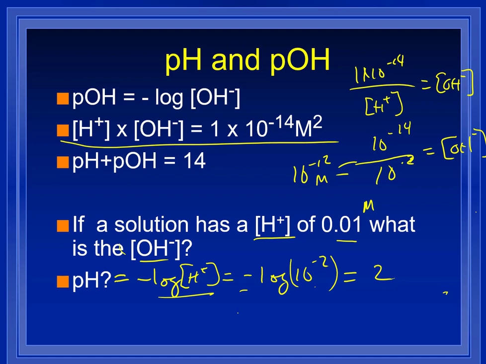I do the 10 to the minus 2 so I can do it in my head. I'm lazy. I'd rather do as much as I can in my head because many times the calculator slows you down. Typing that in would be long. It's faster to do it in your head. Okay. What's the pOH?